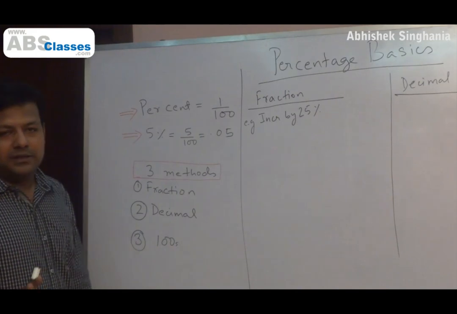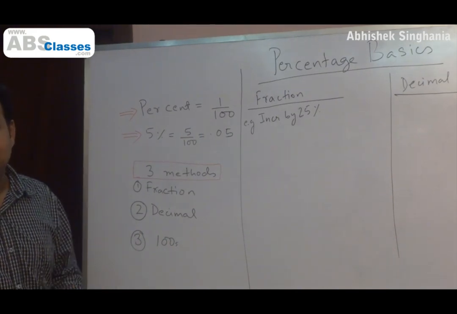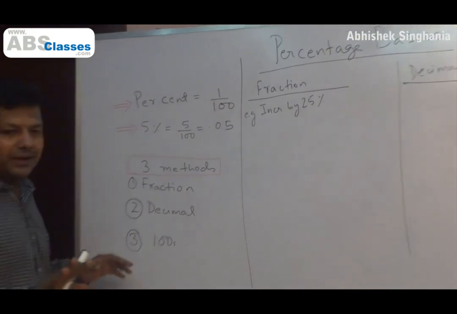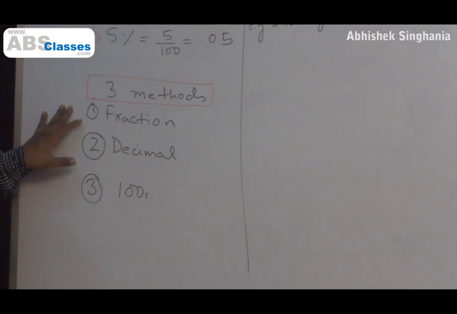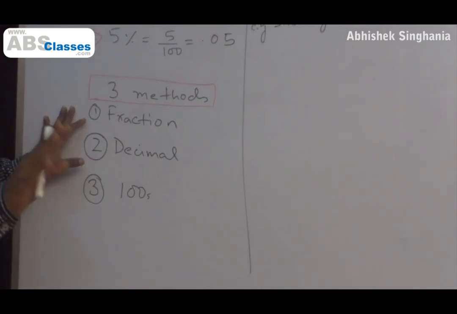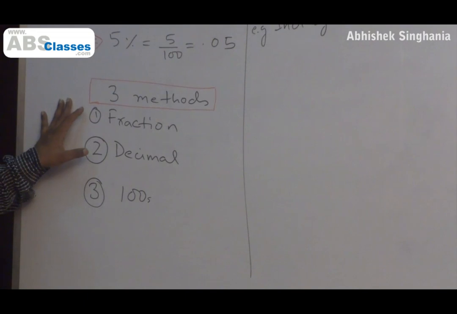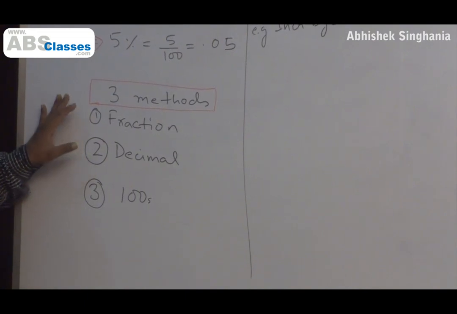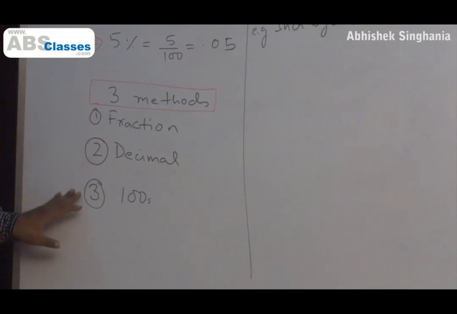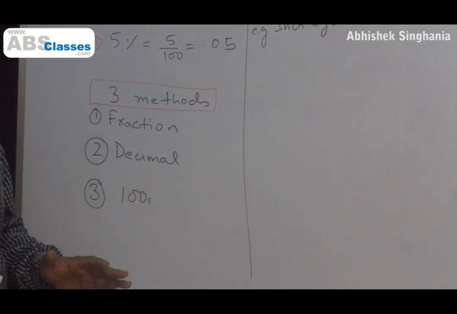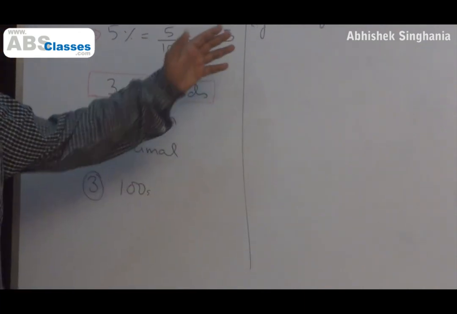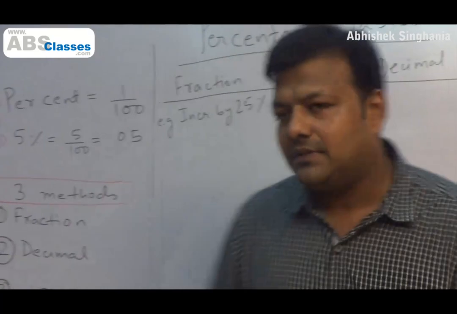Normally we use three methods for solving questions of percentage in CAT. The three methods are fraction method, which we have already touched upon in the speed maths. You can refer to speed maths videos for better understanding of this. Decimal method and hundreds method. Let's touch upon each one in succession. Let's start with the fraction method.